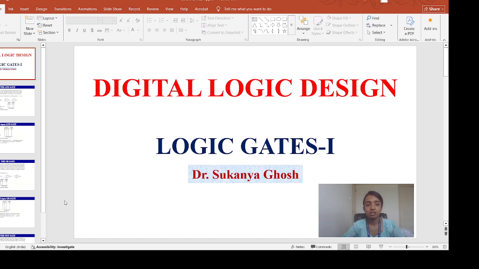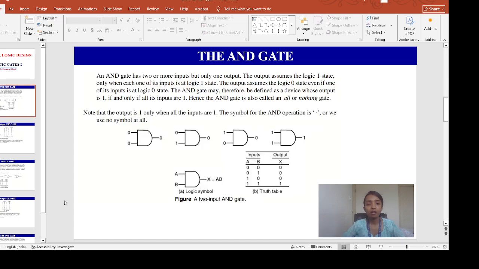Today we will study about the logic gates. There are different types of logic gates. We will see different types of logic gates one by one. First is the AND gate. An AND gate has two or more inputs but only one output.